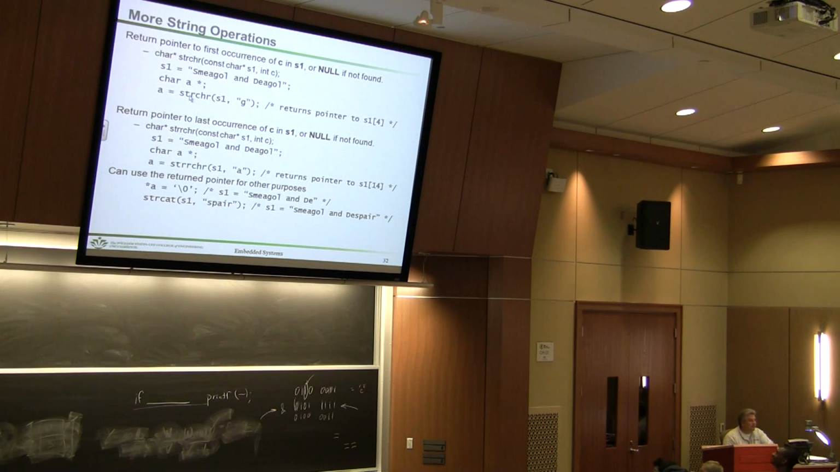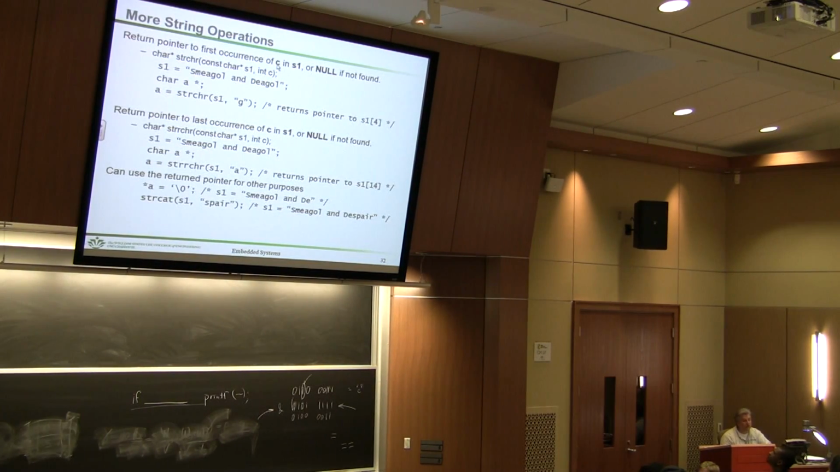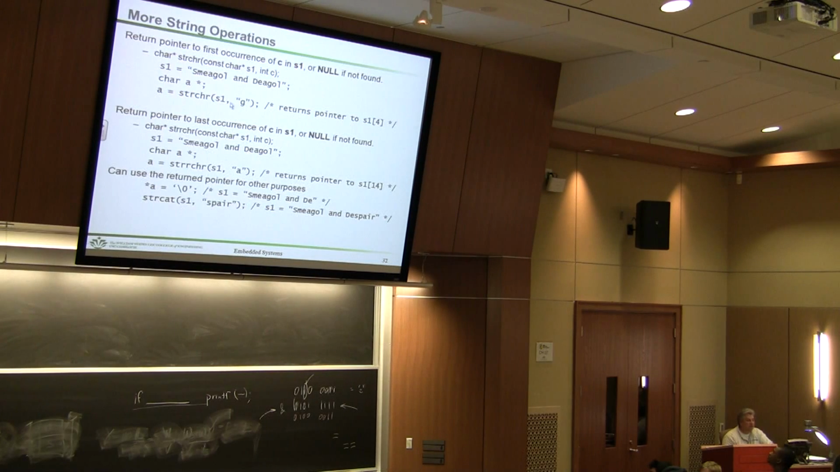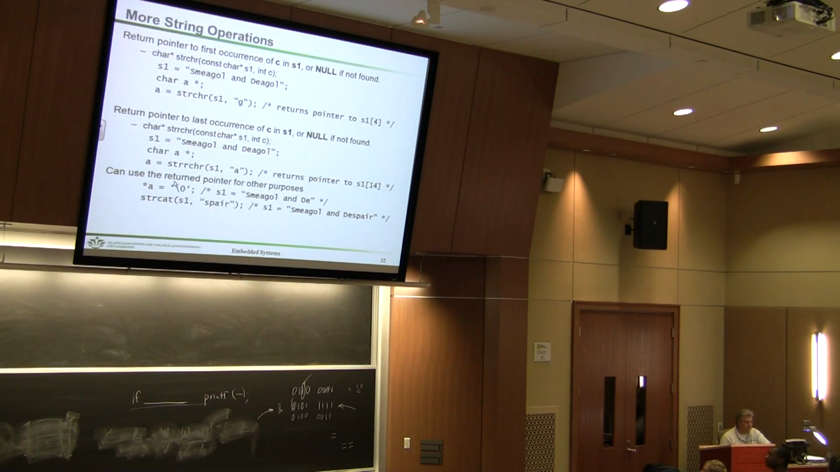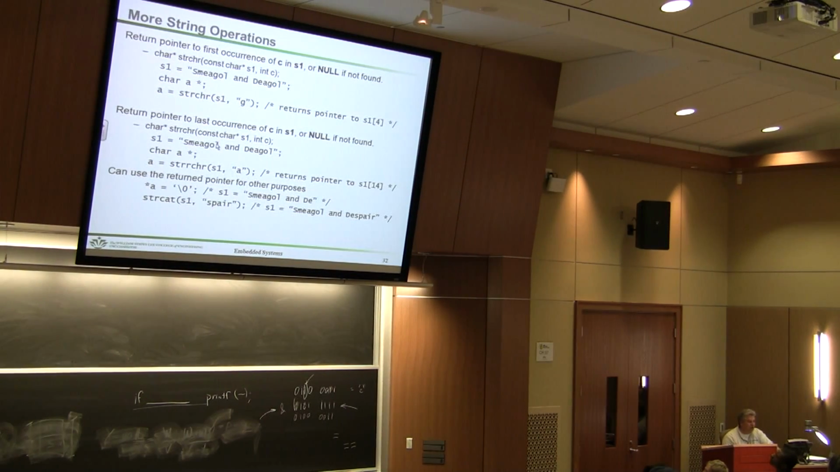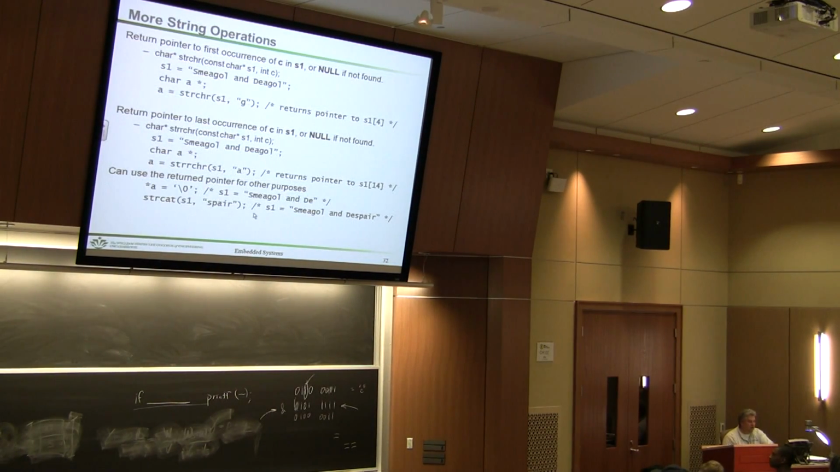Again, another example: return the pointer to the first occurrence of the letter G in this string, and in this case it's 0, 1, 2, 3, 4. It'll give you the pointer to the 5th position, or S1 + 4. It will also return the last occurrence of a character, and this one will concatenate it together.